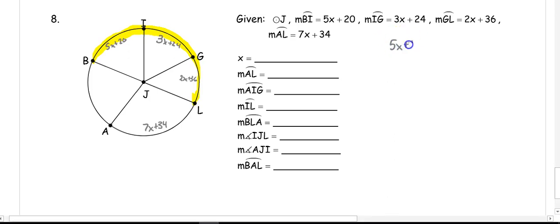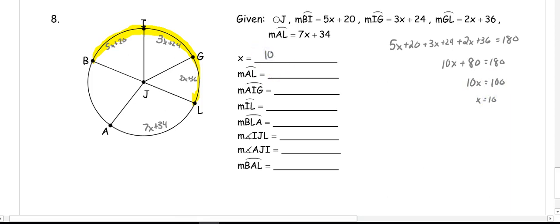So we have 5x plus 20 plus 3x plus 24 plus 2x plus 36 is equal to 180. So in this case, when we combine our like terms, we have 3x, 2x, and 5x, which will get us 10x, plus we have 20 plus 24 plus 36, which gets us 80, is equal to 180, so we can subtract 80 from both sides. 10x equals 100, divide, x is 10.